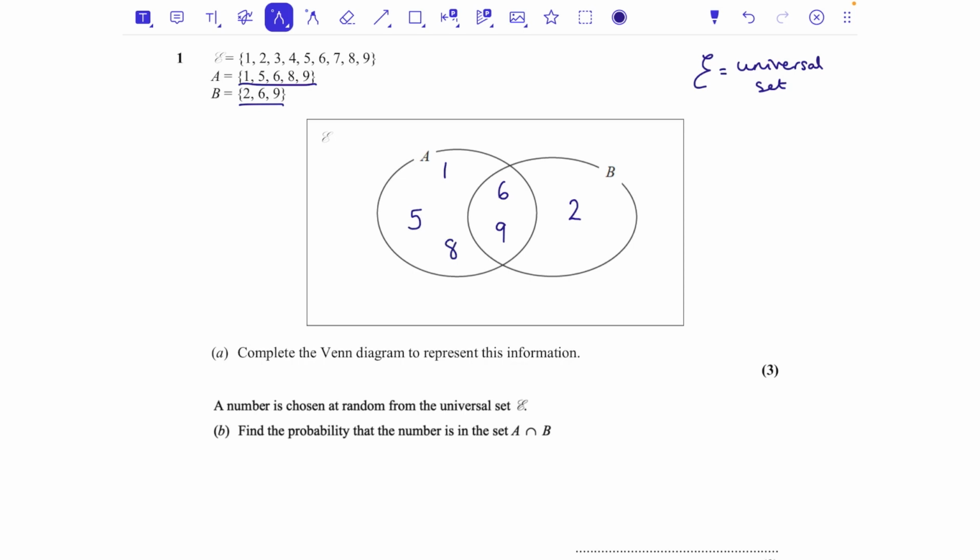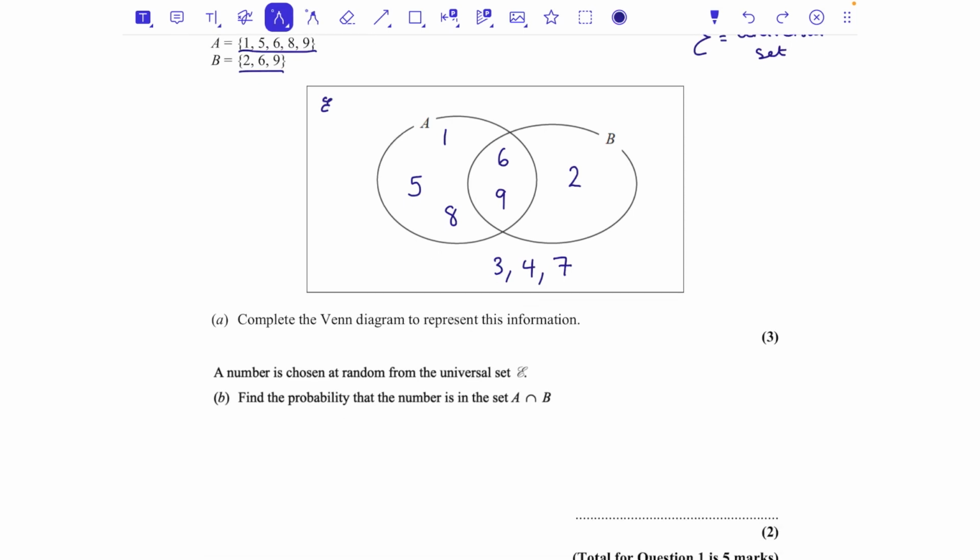Now, a lot of students would stop there, but remember that universe needs to be complete. That squiggly E up there in the top corner means that all of the numbers in my universal set need to go somewhere in this box. So I've got 1, I've got 2, but 3, 4, and 7 need to go on the outside. Let's just double check we've got them all. 1, 2, 3, 4, 5, 6, 7, 8, 9. So yes, I'm happy. I've got all of the numbers in my universal set somewhere in that rectangle. So we've completed the Venn diagram to represent the information.